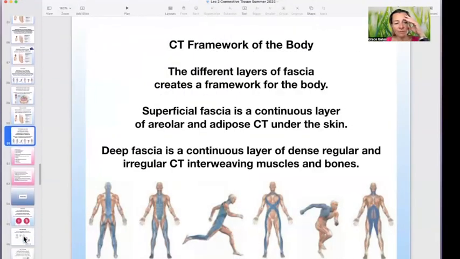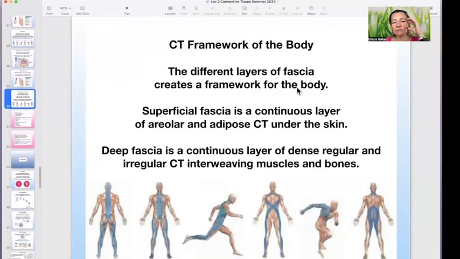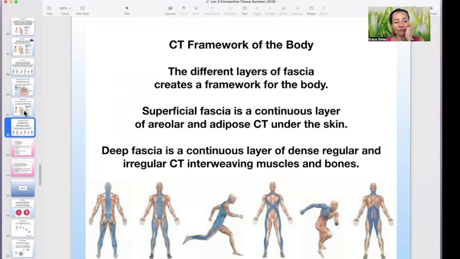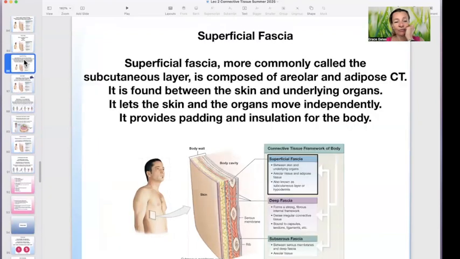So the connective tissue framework of the body, these different layers of fascia are creating a framework for the body. Superficial fascia is a continuous layer of areolar and adipose connective tissue under the skin. So a little, kind of fat suit that insulates us from the world. And then deep fascia is a continuous layer of dense regular and irregular connective tissue that's weaving together our muscles and our bones. So a very strong suit of fascia that encloses our body underneath our skin and underneath the superficial fascia. Okay.